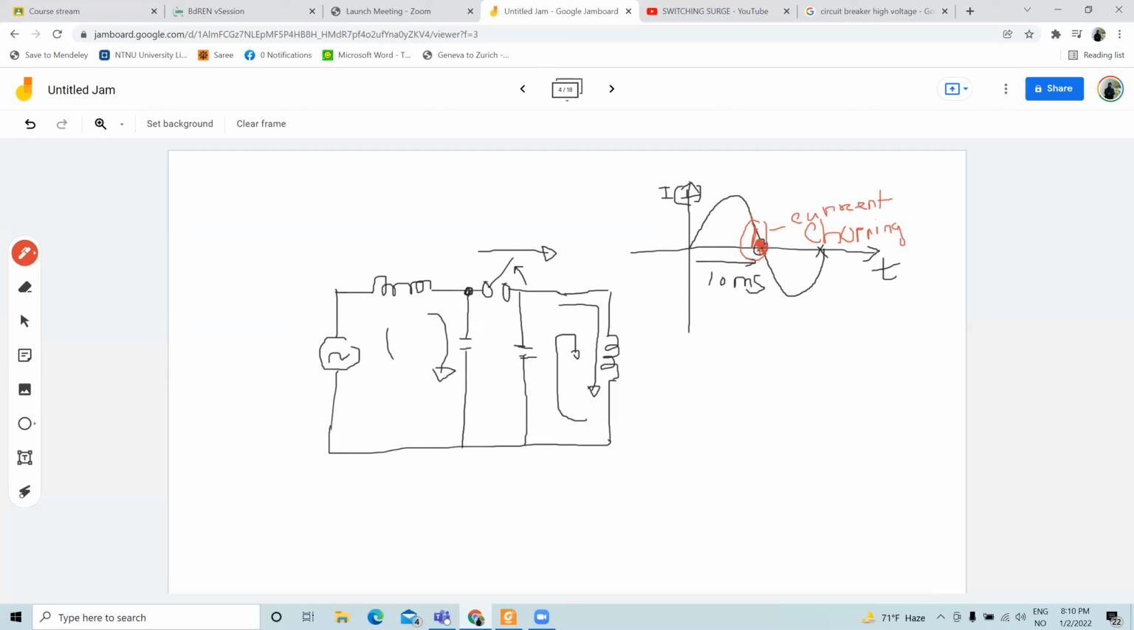If you have current chopping, then as you have an inductor L in the line, and the current I flowing through this line gets suddenly chopped, that means you have a high di/dt. Because of this high di/dt, the voltage developed across the inductor is L di/dt. As di/dt is very high because of current chopping, you will generate an overvoltage across this inductor. Am I clear?